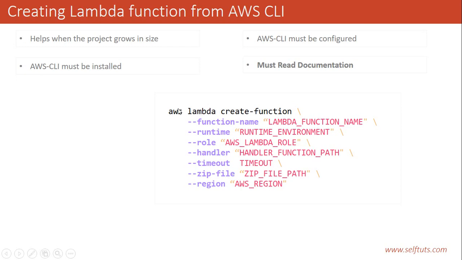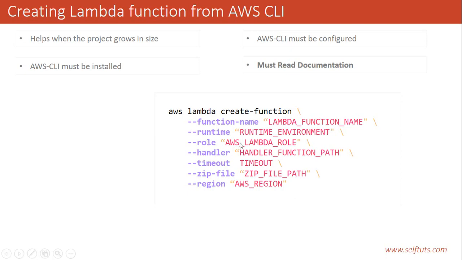So we are saying that through AWS CLI we want to interact with the Lambda service and we want to create a new function. The mandatory parameter is what? The function name. You need to provide a name for your Lambda function. Then you need to provide the runtime environment, that is, on which environment it will run, like Node.js or Python or Java. Then you need to provide the role.